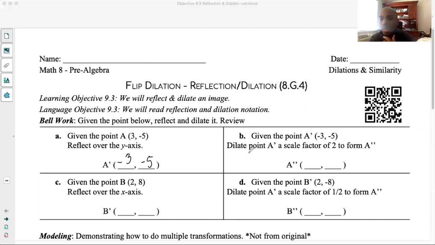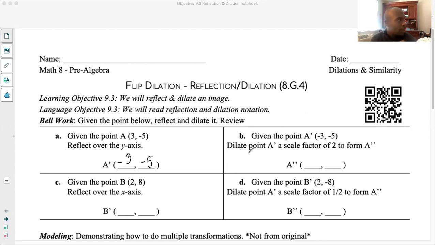But I do want to go through them as quick as I can. That way, if there are any questions about, oh, how did you do that? I want you to know it. When we reflect over the y, the y value stays the same, x changes. When we reflect over the x, the x value stays the same, the y value changes.